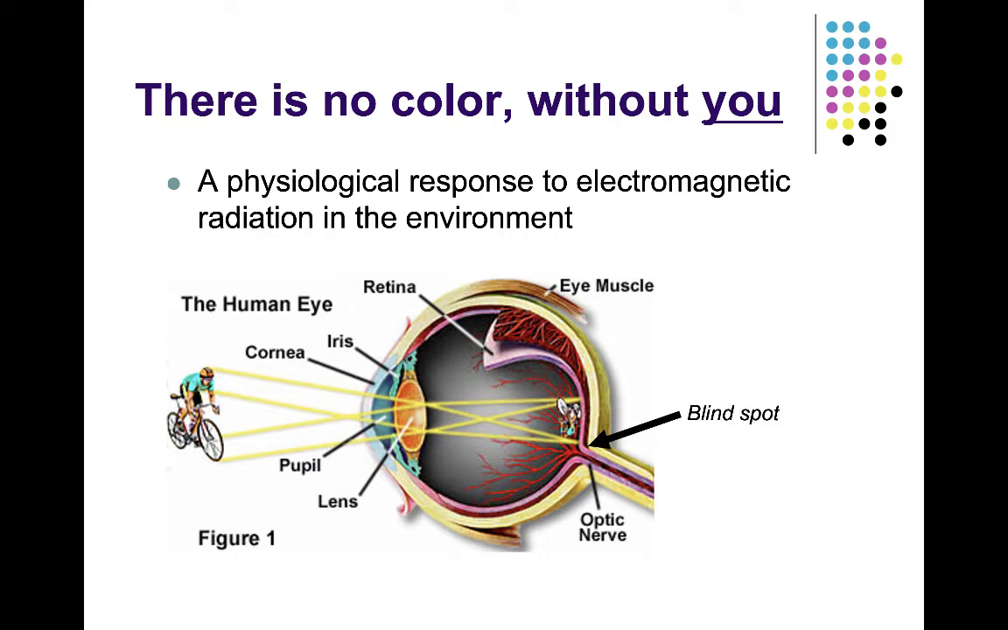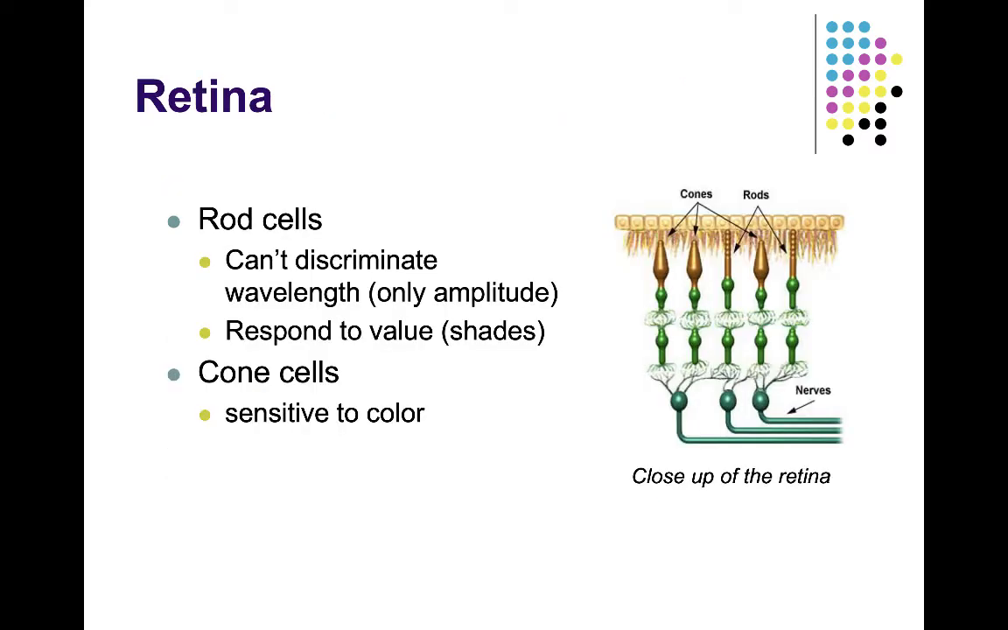light onto the retina. The retina is made up of specialized cells, and these cells are in the shape of rods and cones. The rod-shaped cells can't discriminate wavelength, but can discriminate amplitude or brightness. These cells respond to value or shades. The cone cells respond to specific wavelengths of light, and thus are responsible for our perception of color.